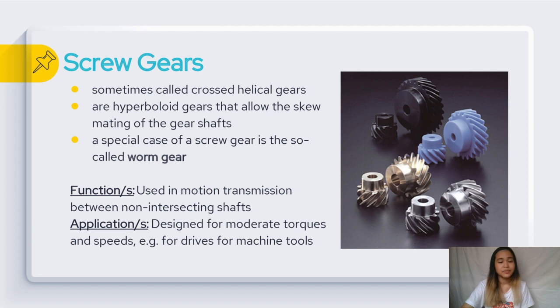Screw gears, sometimes called crossed helical gears, are hyperboloid gears that allow the skew mating of the gear shafts. A special case of a screw is the so-called worm gear. Functions: used in motion transmission between non-intersecting shafts. Applications: designed for moderate torques and speeds. Example given: drives for machine tools.